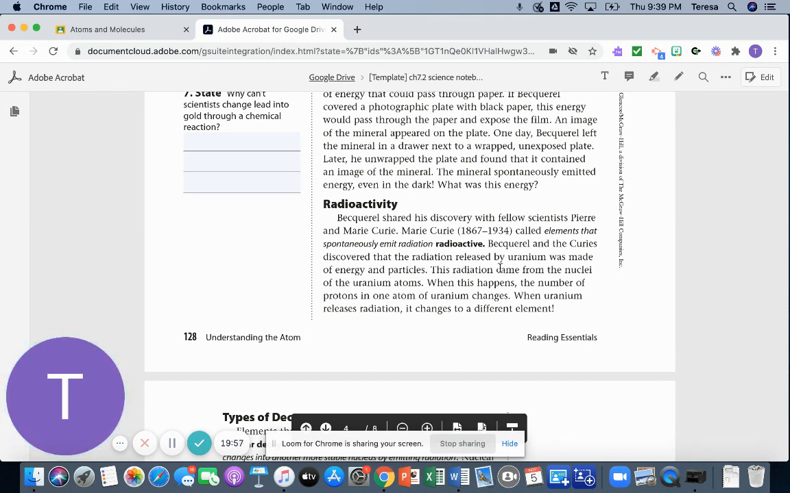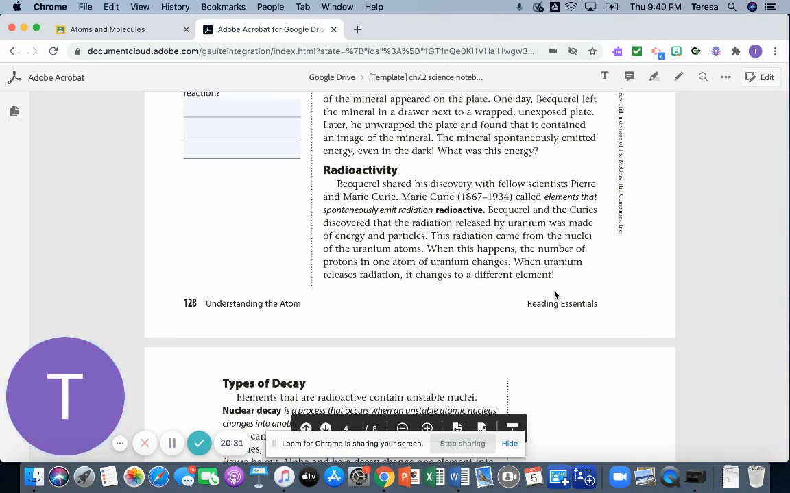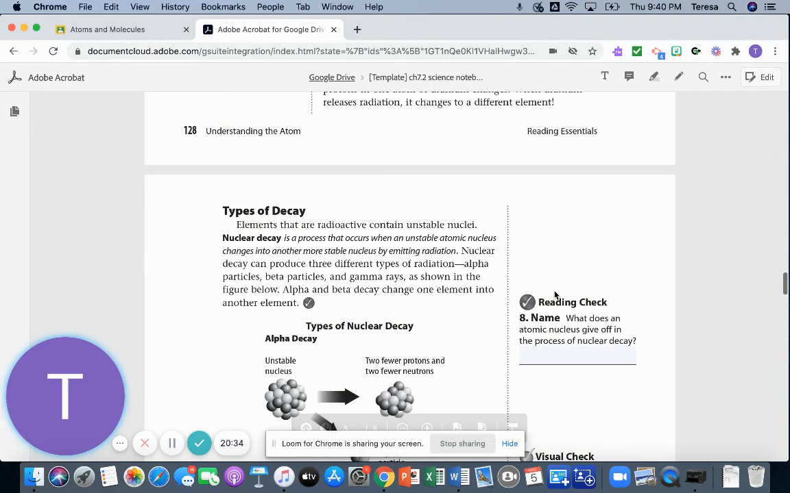Becquerel and the Curies discovered that radiation released by uranium was made of energy and particles. This radiation came from the nuclei of the uranium atoms. When this happens, the number of protons in one atom of uranium changes. When uranium releases radiation, it changes into a different element. So essentially what's happening is uranium's nucleus is actually splitting up. So it's dividing the atom. And that is something that only happens in nuclear reactions, not chemical reactions.